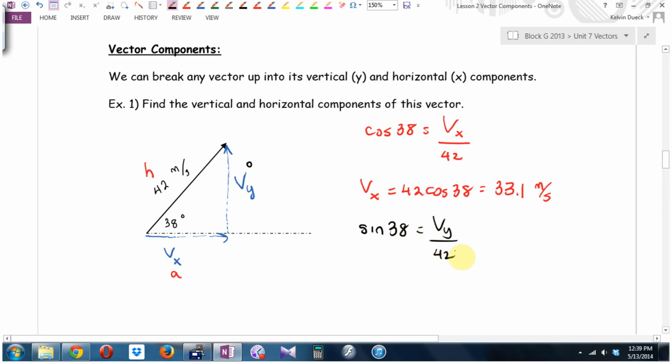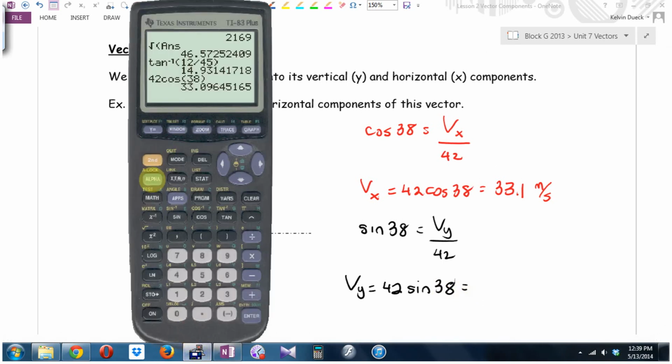How would I get Vy by itself? In fact, it's very similar to the Vx procedure, except instead of cos, it's sine. You might be able to just backspace and edit on your calculator if you're lucky. Less typing. And I get 25.9.